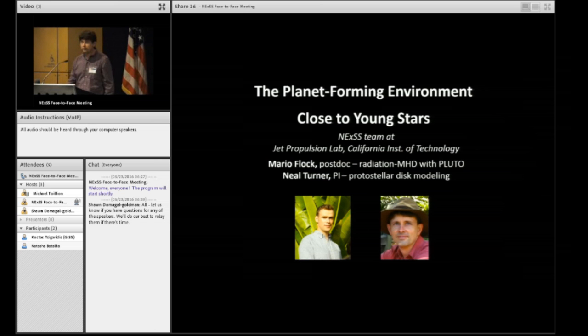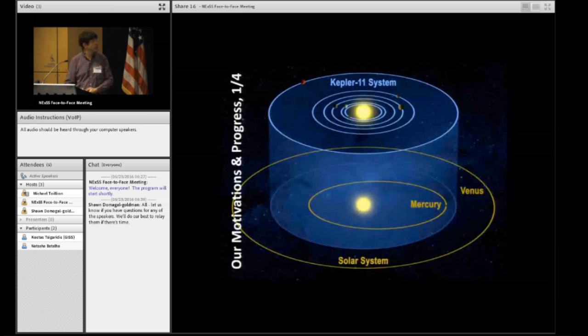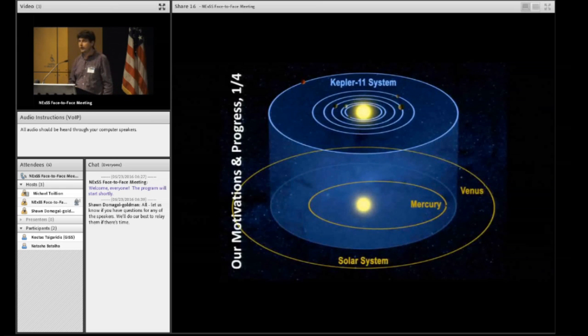So we're one of the smaller teams. There are just two of us, postdoc Mario Flock and me at JPL, and we're working on the planet-forming environment close to young stars, the very inner parts of protostellar disks. So we want to learn about the environments where systems of close planets like these ones around Kepler-11 may have either formed in situ or perhaps migrated after forming further out.